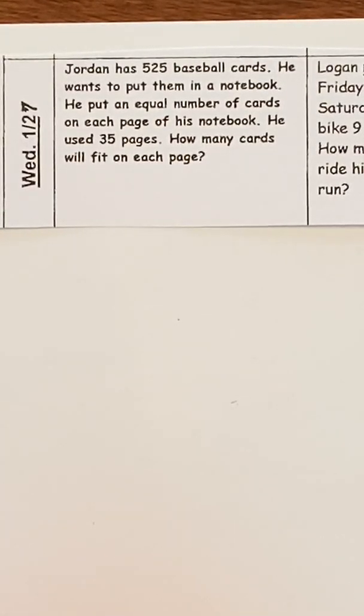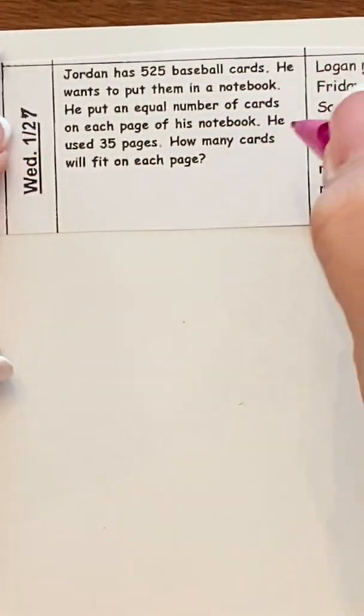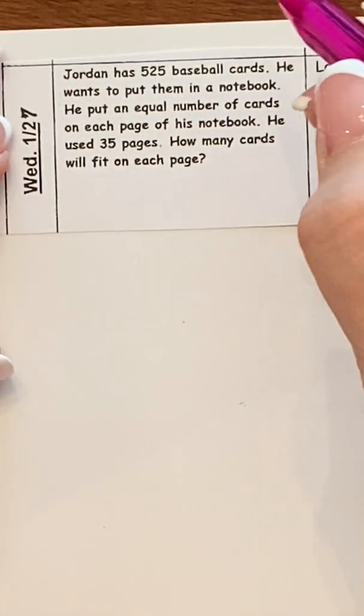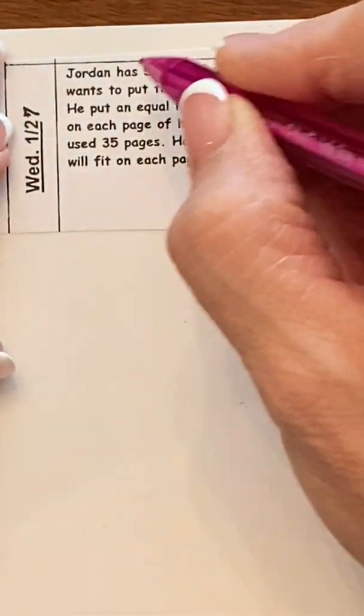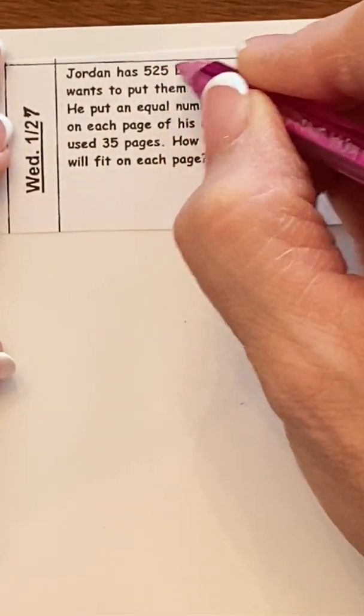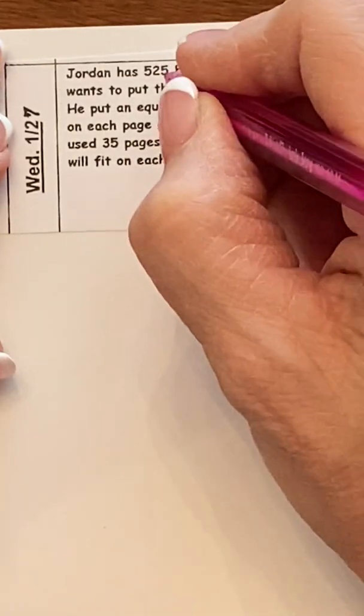This math calendar is for Wednesday, January the 27th. It's hard to believe it's already the 27th of January. All right, so what we're going to do is we'll look at the first problem. We'll read through the word problem, thinking if we can use cubes as our strategy to help us break up the word problem. Jordan has 525 baseball cards.